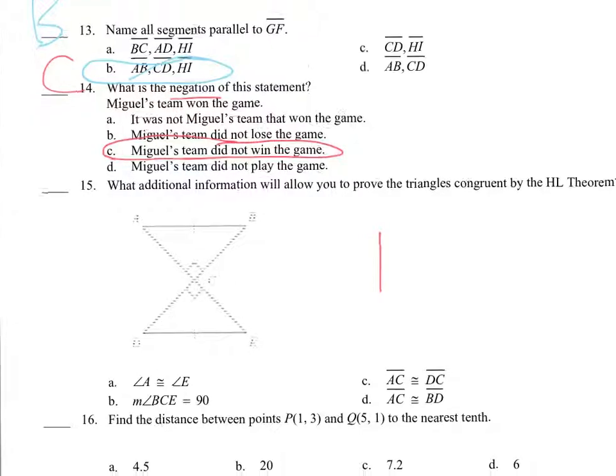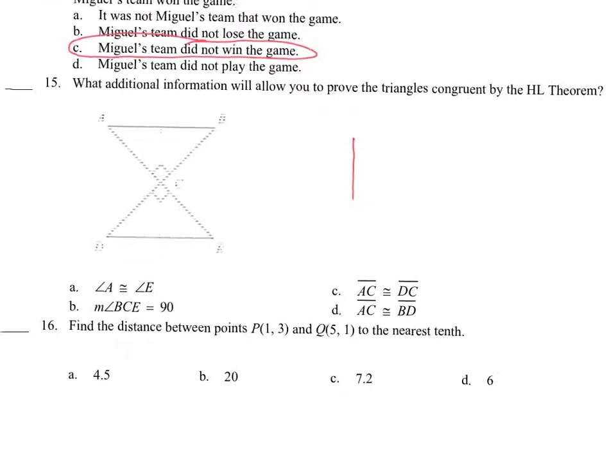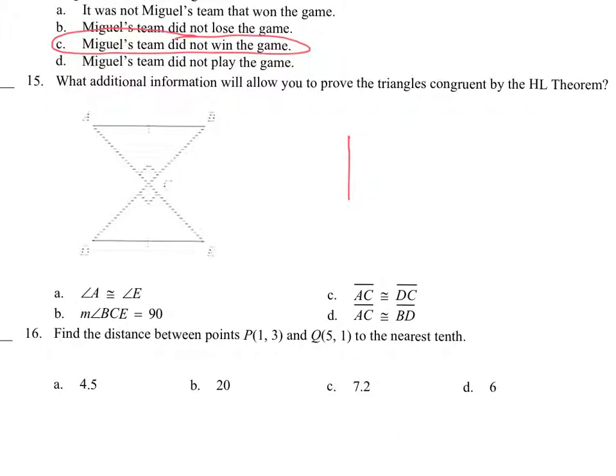What additional information will allow you to prove the triangles are congruent? Well, we already have the hypotenuse to be congruent. We already have that it's a right angle. The only other thing is we need to prove that there is a leg that is congruent. We don't need an angle to tell us anything. We already know that BCE is 90 degrees.